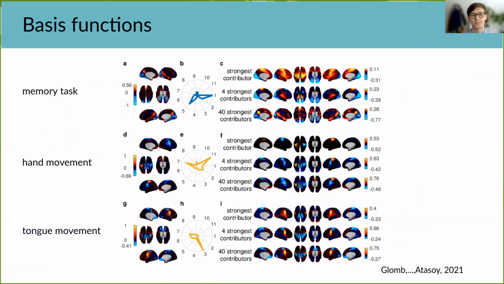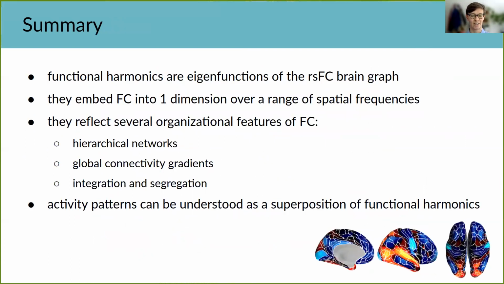Okay, as a summary, functional harmonics are eigenfunctions of the resting state functional connectivity brain graph. They embed the functional connectivity into one dimension. Each one of them is one dimension over a range of spatial frequencies, and then you can, of course, combine them. They reflect several organizational features of functional connectivity. I showed you hierarchical networks. I showed you global connectivity gradients. I showed you integration and segregation. And they enable us to understand activity patterns as a superposition of functional harmonics.